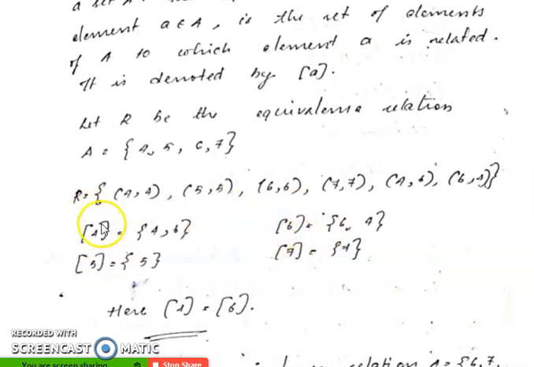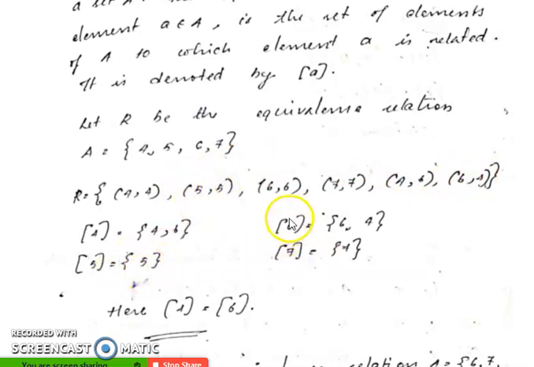What is the equivalence class for 4? 4 is related to 4, then 4 is related to 6. So you have 4, 6 here. The set of all elements that are related to 4 comes in the equivalence class of 4: {4, 6}. Then the equivalence class of 5. 5 is related to 5, and there is nothing other than that one pair. So the equivalence class consists of only 5.